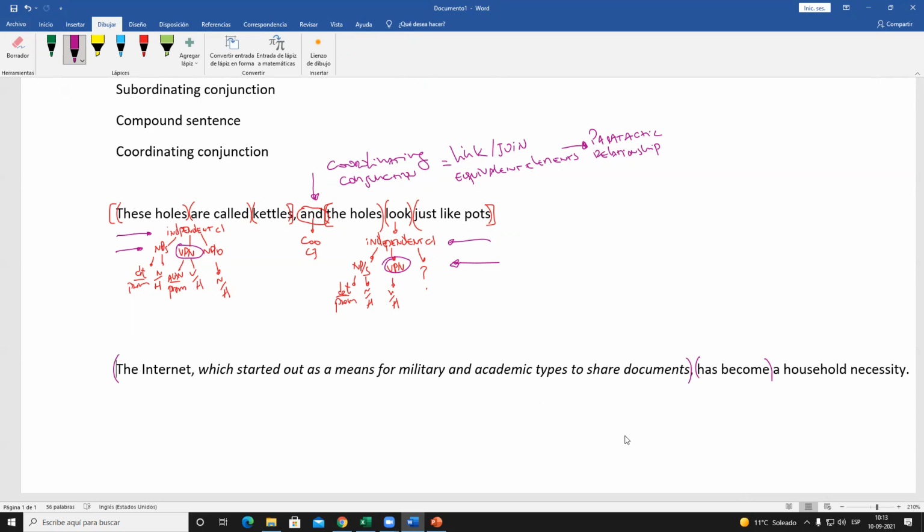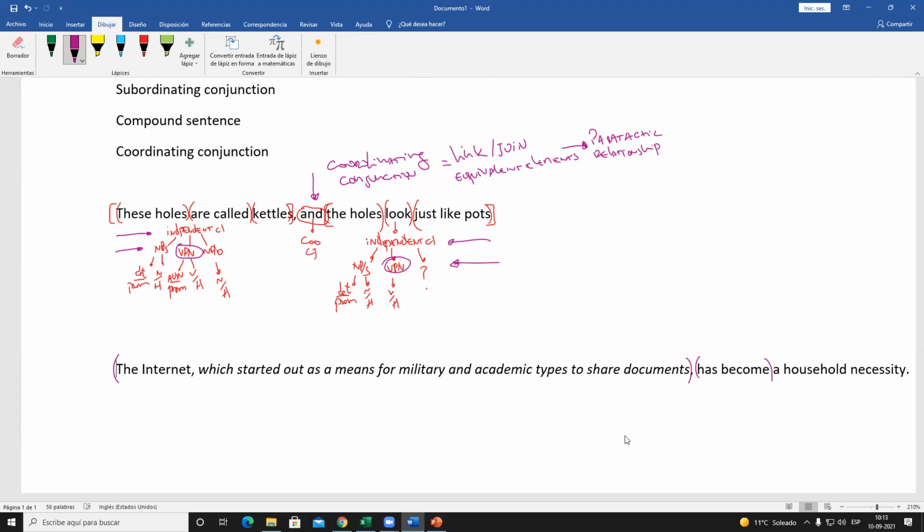Has become is the verb phrase. Then I'm going to use the verb phrase in order to find out the subject. So I'm going to ask who. Who has become? The internet, which started out as a means for, right? Right. Now I'm going to try to prove it again.